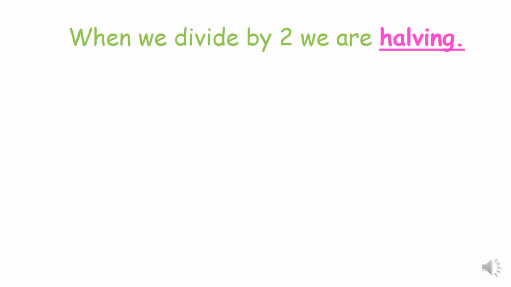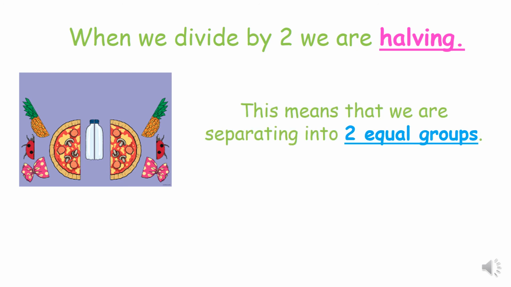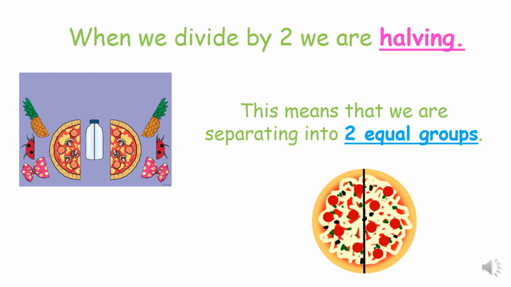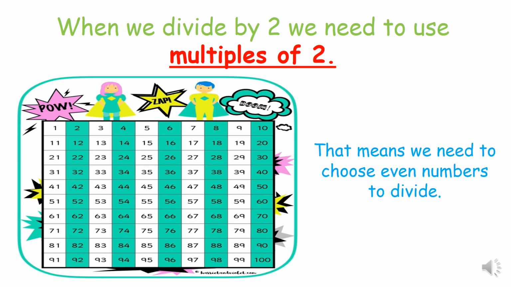So when we divide by 2, we are halving. So you can think of that with anything, shapes, food, or whatever. It's when we are splitting something into 2 equal parts. And when we divide by 2, we need to use multiples of 2. It's really important that our first number in the number sentence is a multiple of 2. This means we need to choose even numbers to divide.